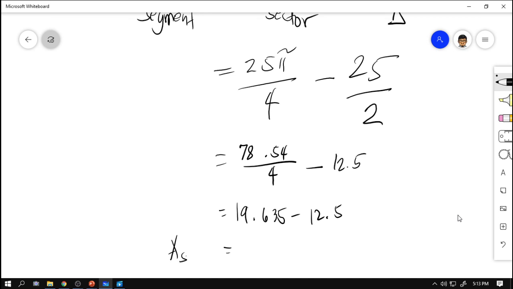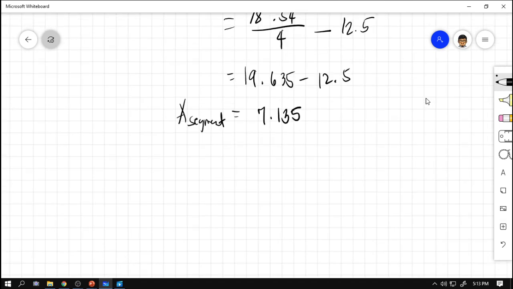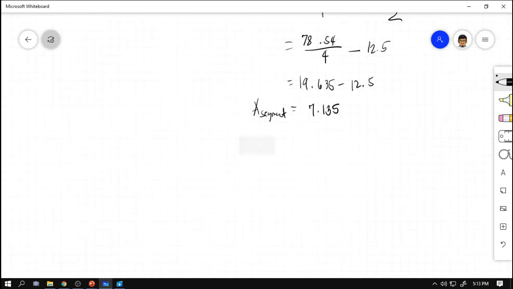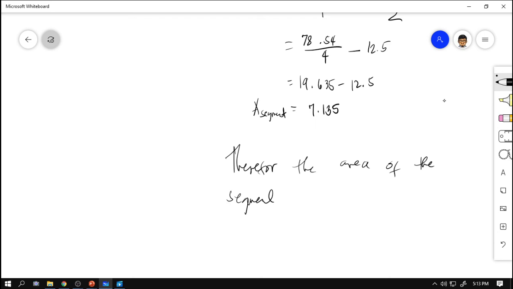The area now of the segment is equal to 7.135. Okay. Now we're done. Therefore, the area of the segment is 7.135 and the unit of measure centimeters squared. So that's how you find the area of a segment of a circle.